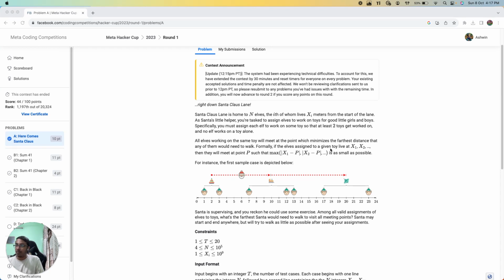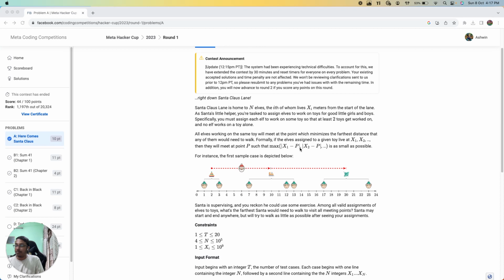In order to supervise them, Santa will go from point to point where the elves working on the same toy meet. This point P is decided such that it is the minimum of the maximum of |x1 − p|, |x2 − p|, where x1, x2, x3 and so on are working on the same toy.